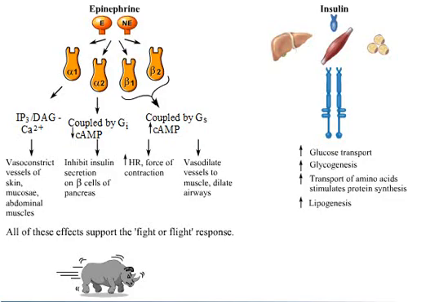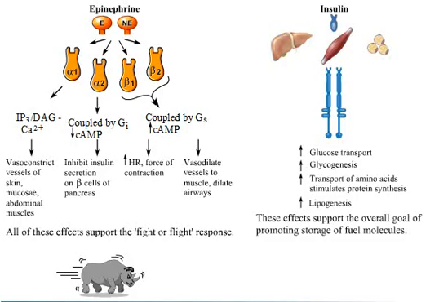Glucose uptake increases in all three major tissue types. Insulin stimulates glycogen synthesis in muscle and liver cells and triglyceride synthesis in adipose and liver cells. Amino acid uptake and protein synthesis are stimulated in muscle. Note that these effects support the overall goal of promoting storage of fuel molecules.